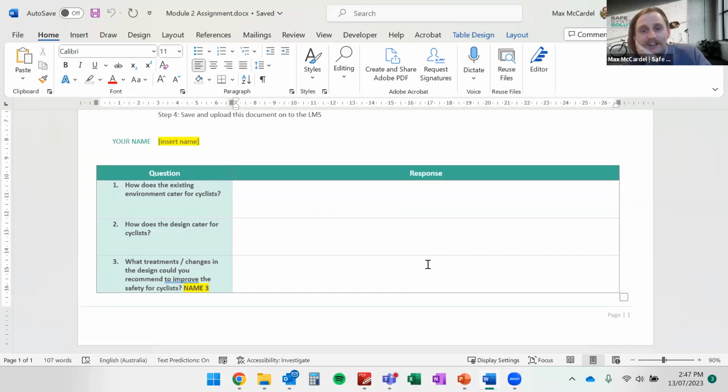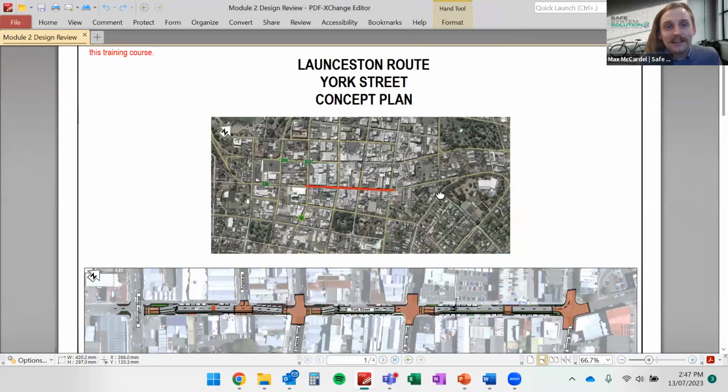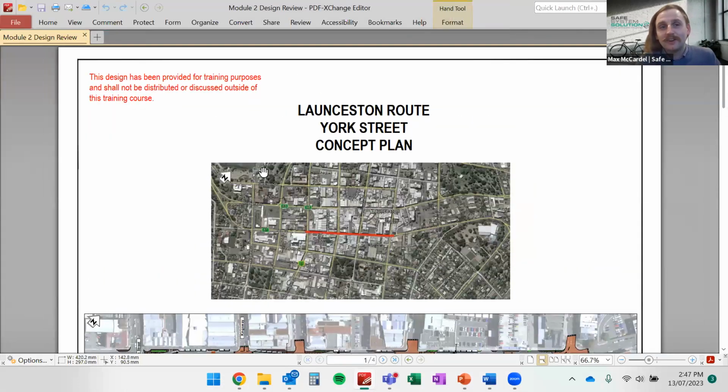Question number 2, how does the design cater for cyclists? And this is where I might actually open up the second document, which was that PDF. So the PDF looks like this one here. And there is a little disclaimer there at the top that this design is just for this training course. So please don't discuss it with any Launceston locals or any of your local MPs or anything like that, because I don't want to put a spanner in the works. It's just meant for this training exercise.